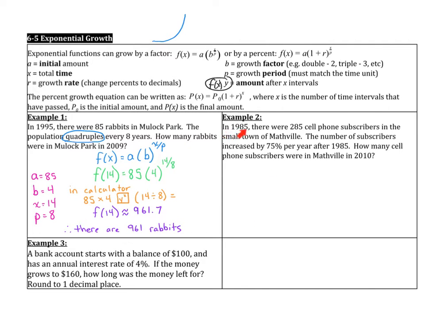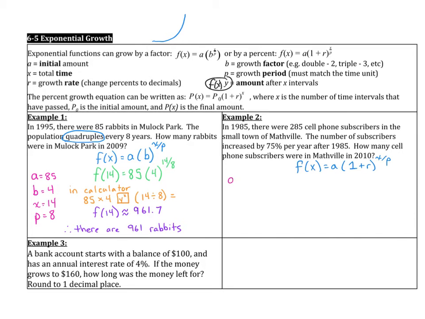Next question. In 1985, there were 285 cell phone subscribers in the small town of Mathville. The number of subscribers increased by 75% per year after 1985. How many cell phone subscribers were in Mathville in 2010? So in this question, it's increasing by a percent, so we're going to be using this formula: f of x equals a times 1 plus r to the x over p.